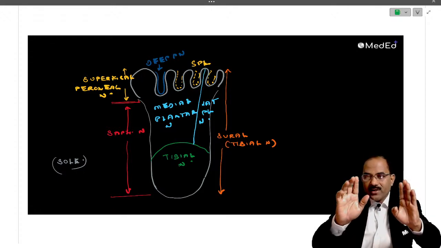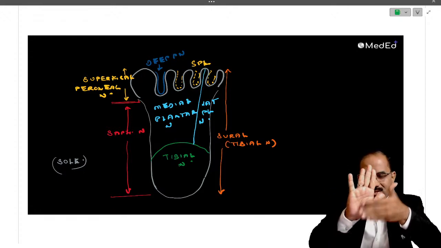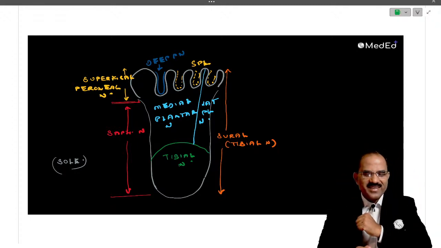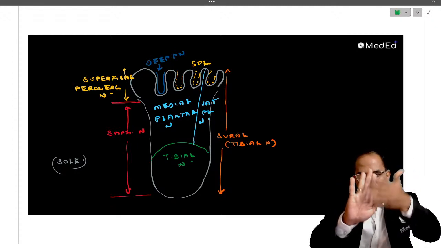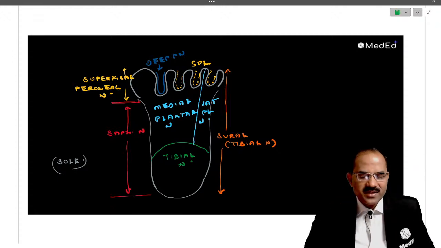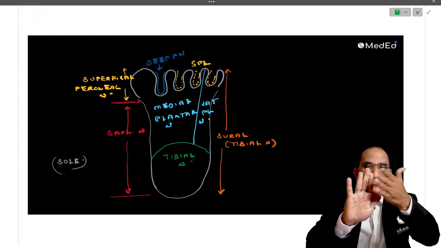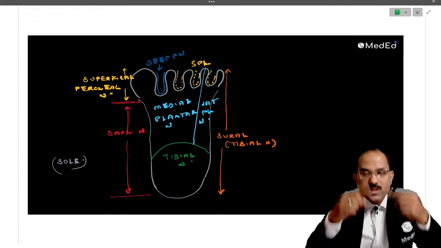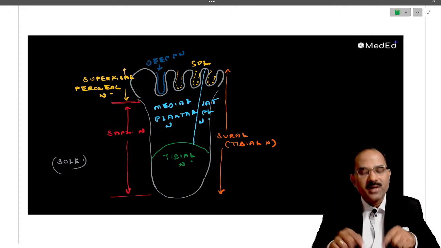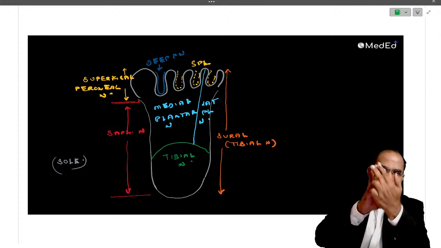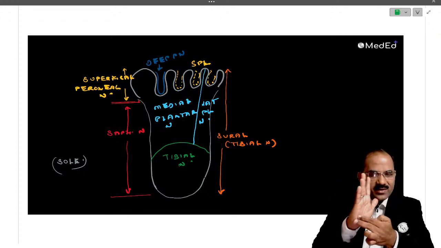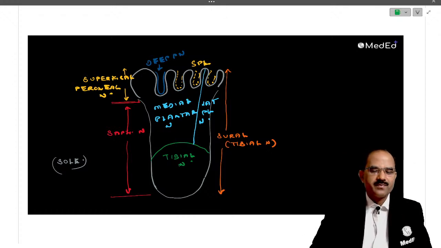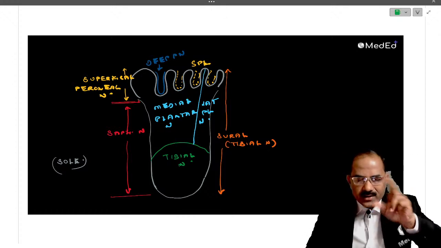Now, tell me, who's going to supply the skin on the lateral aspect of 3.5 fingers on the hand? Any guesses? In the hand, that's the median nerve. So the median nerve of the upper limb corresponds to which nerve of the lower limb? That's the medial plantar nerve. And who's going to supply this 1.5 fingers? That's the ulnar nerve, which corresponds to the lateral plantar nerve. So just try to correlate the hand and the foot.